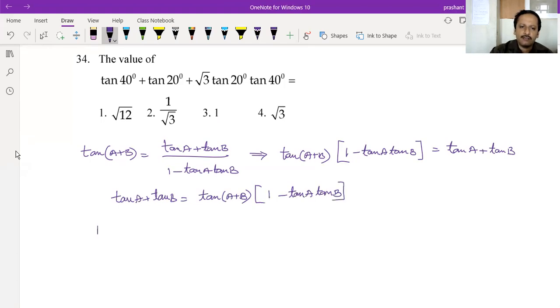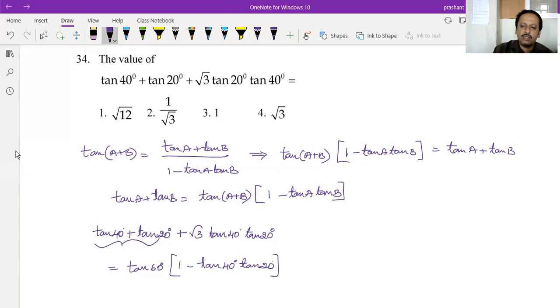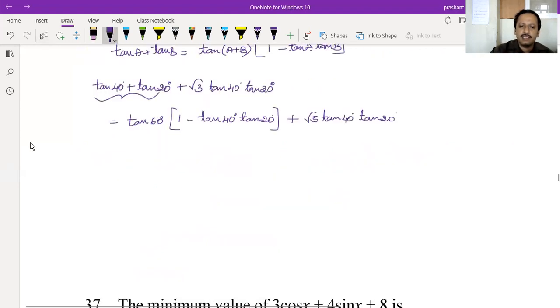Now here we have tan 40 degree plus tan 20 degree plus root 3 into tan 40 degree into tan 20 degree, right? Now for these two, I want to use this formula. Tan A plus tan B is equal to tan A plus B, 40 plus 20, that will give you tan 60, into 1 minus tan 40 degree into tan 20 degree, plus root 3 into tan 40 degree into tan 20 degree. Okay. What is the value of tan 60 degree? Root 3 into 1 minus tan 40 into tan 20, plus root 3 into tan 40 degree into tan 20.